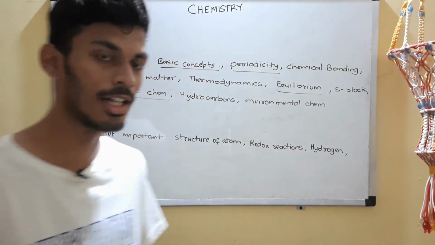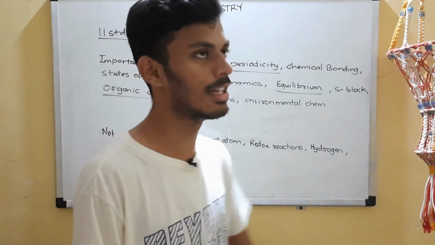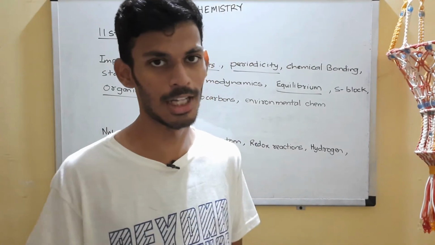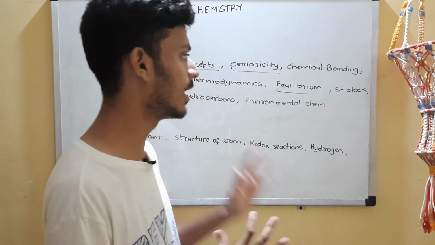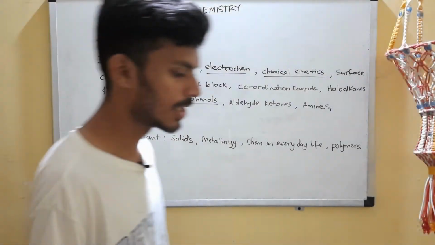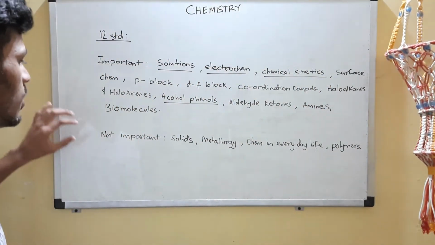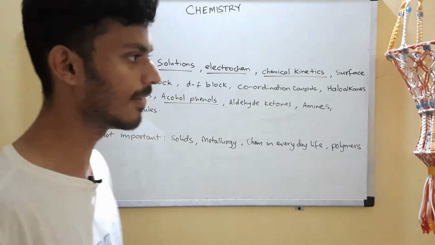Hydrogen is also occasionally asked for BITSAT. P block on the 11th standard side is not that important, occasionally asked again. So that is about the 11th standard. Let's come to the 12th standard now. So let us now discuss the 12th standard chapters. Here the rules are the same: important, not important, underlined, very important.